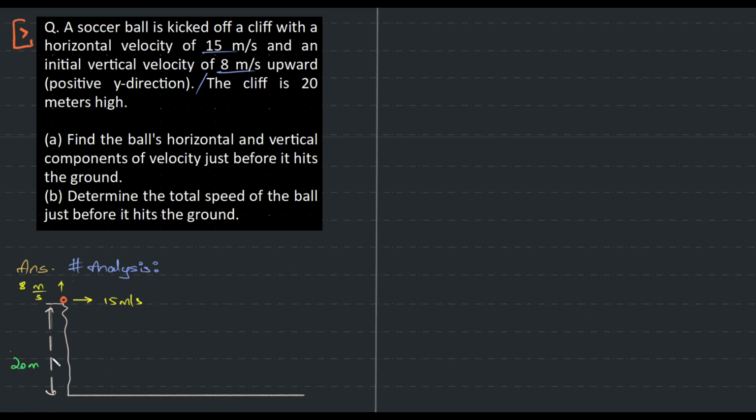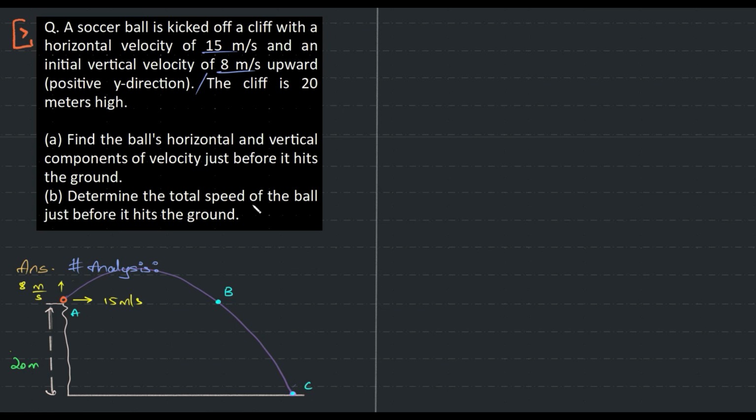Okay, find the ball's horizontal and vertical velocity just before it hits the ground. So it might go somewhere like this. So this might hit the ground over there. And we can call this point A. This is point B. And that's point C.